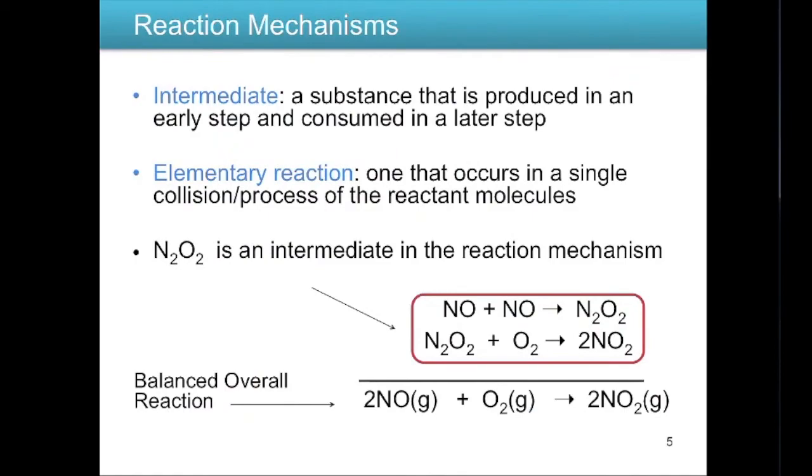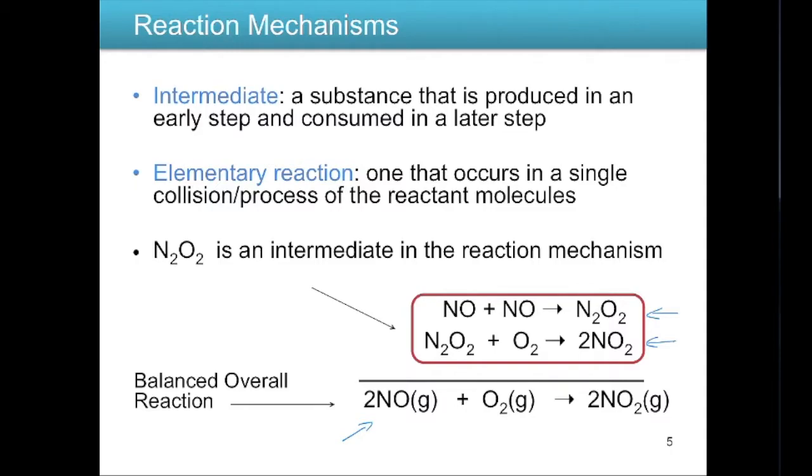Now, here's another example. We have a two-step reaction. There's step 1, NO plus NO producing N2O2. Step 2, N2O2 plus O2 producing 2NO2. And if we look at what the overall reaction is, we have two NO gases plus an oxygen producing two NO2 gases.